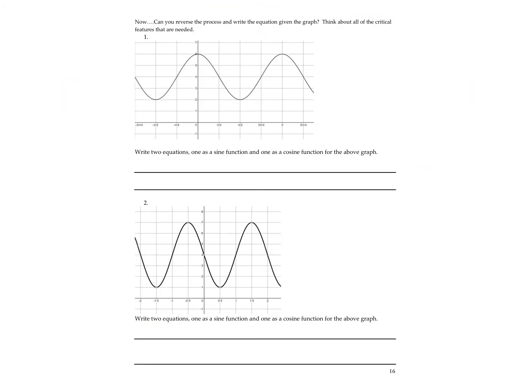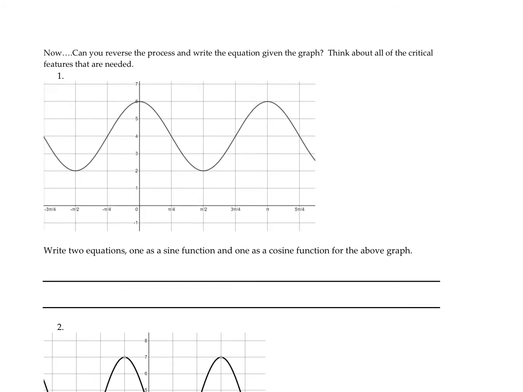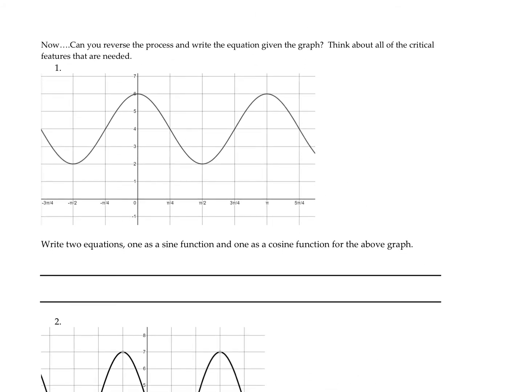All right, now let's take a look at some of these equations and write the equations of these graphs. We want to write 2 equations, one sine, one cosine function for the graph above. The first thing I'm going to do is figure out where my sinusoidal axis is. I can see that my max is here at 6 and my min is here at 2. So those are 4 apart, and my sinusoidal axis will be at y equals 4. Based on that, my amplitude would be 2.